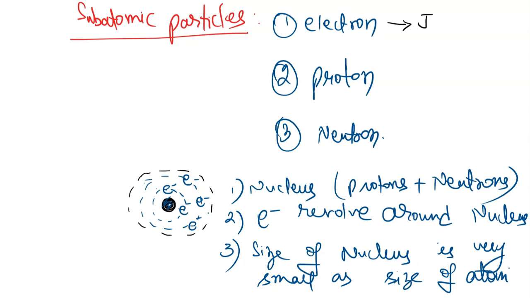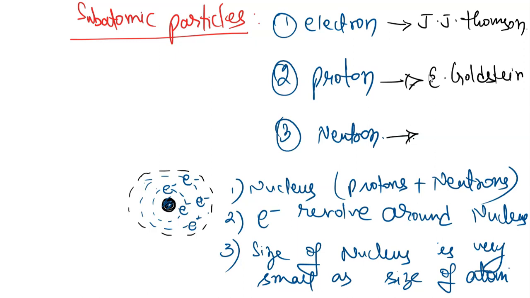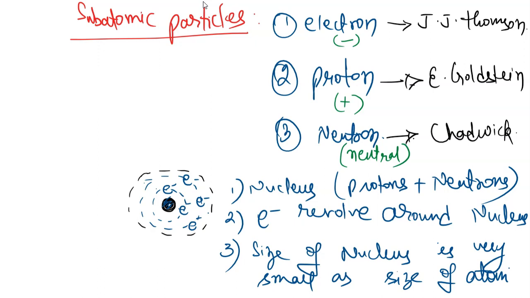Electron was discovered by the scientist J.J. Thomson. Proton was discovered by E. Goldstein, and neutron was discovered by Chadwick. If we talk about their natures, electron is negative in nature, proton is positive, and neutron is neutral. That means it does not carry any charge.